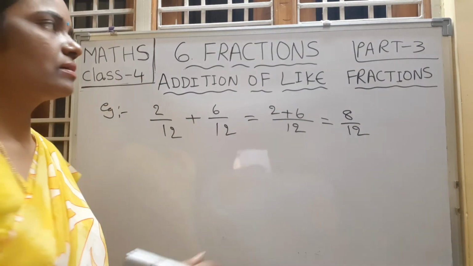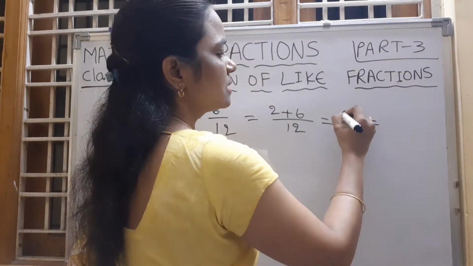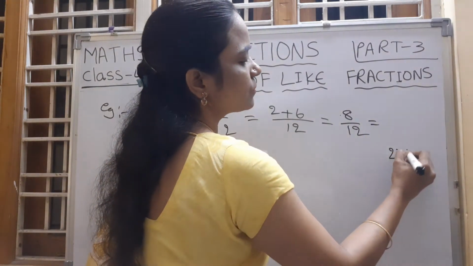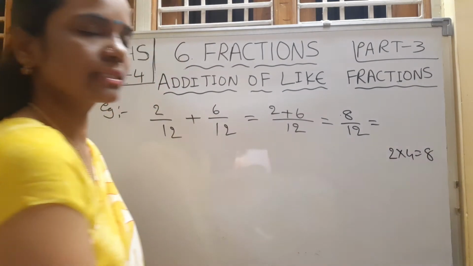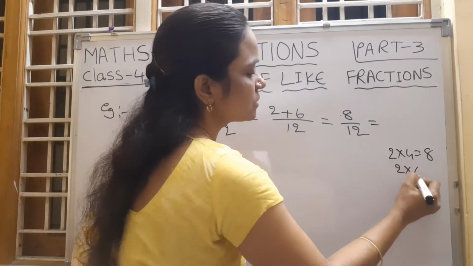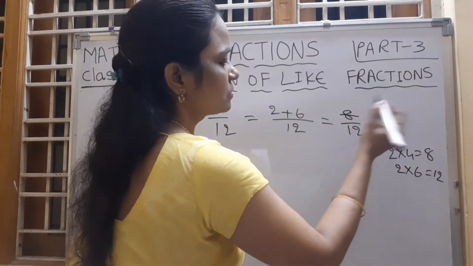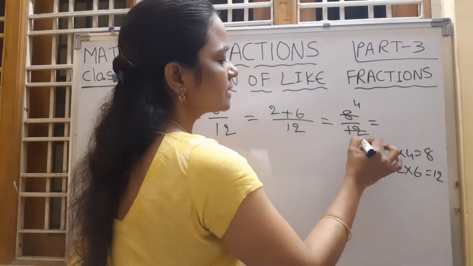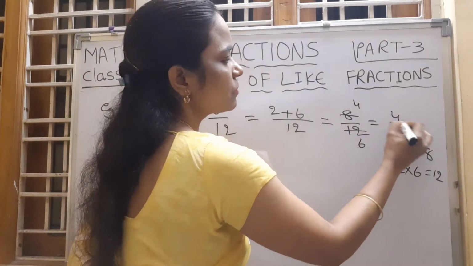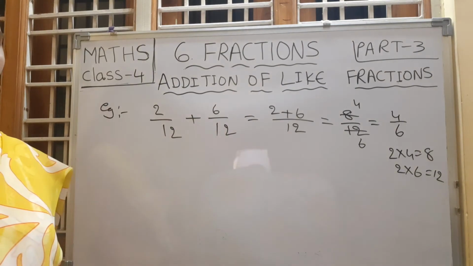Okay, 8 by 12, it becomes how much? In the 2 table, 2 fours are how much, children? 2 fours are 8, and 2 sixes are 12. So 4 by 6 is the final form.